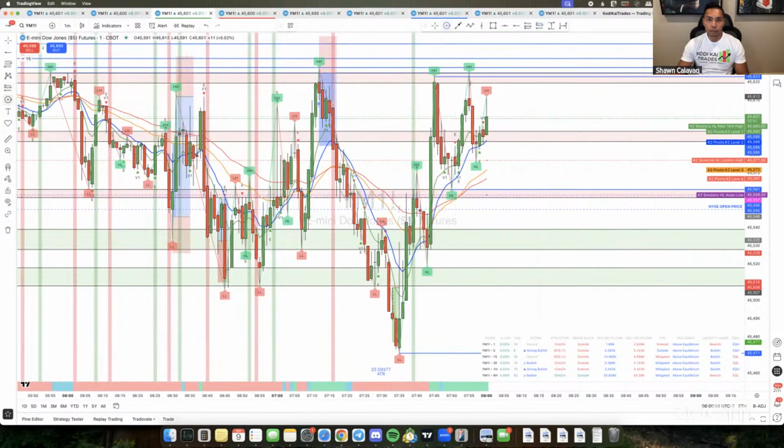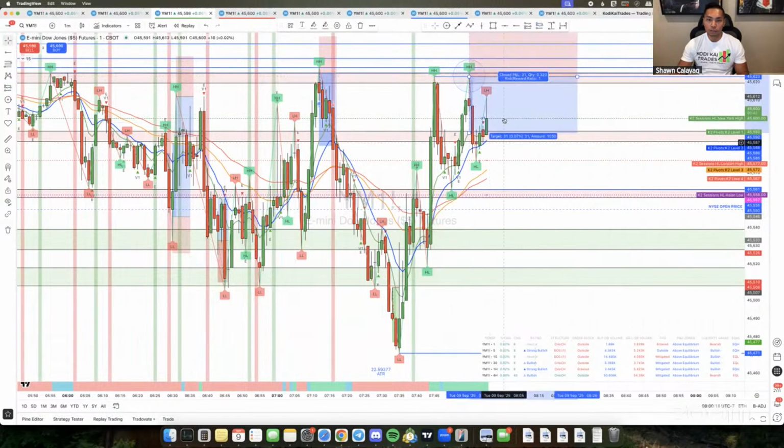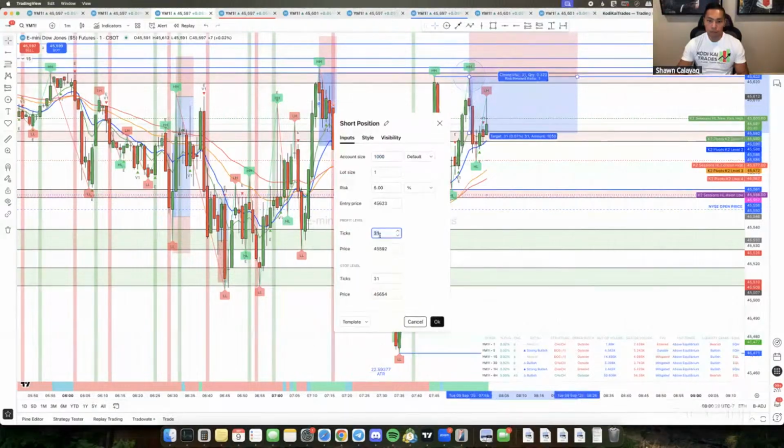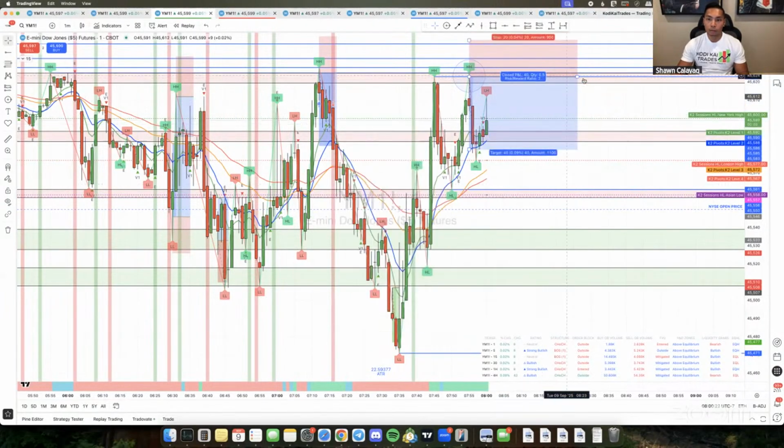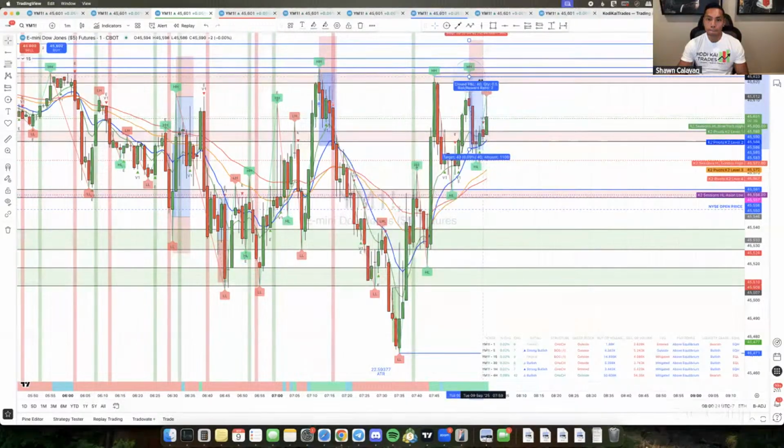So again, right here, this is another example. See how this higher high had liquidity right there? It was also at a resistance point. So you have two confluences right there for a sweep. And again, same thing. Sweep would be right here. So those are examples of sweeps.